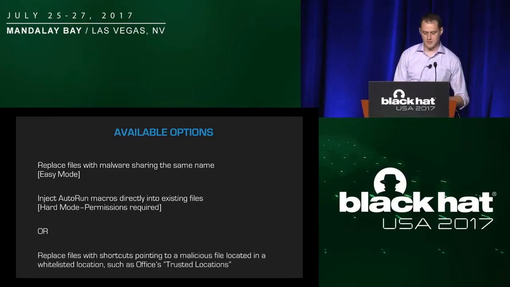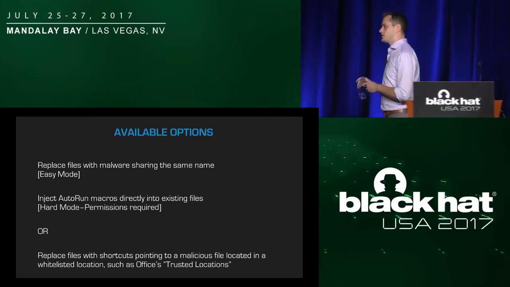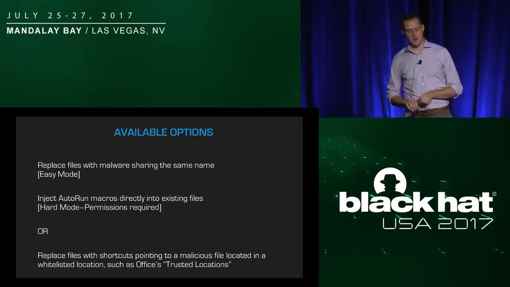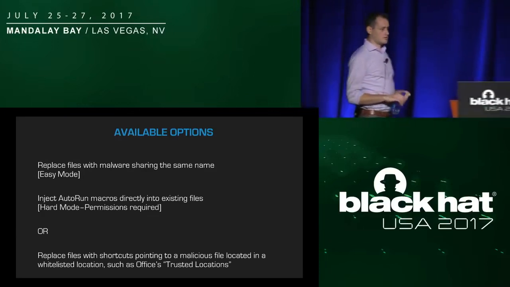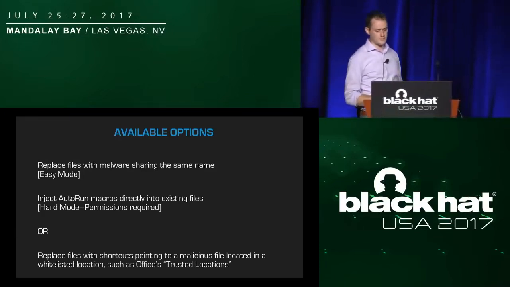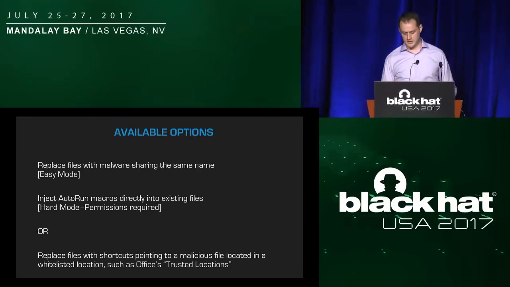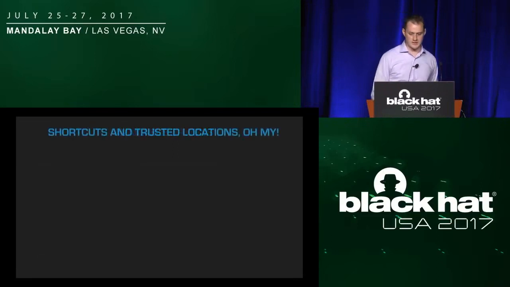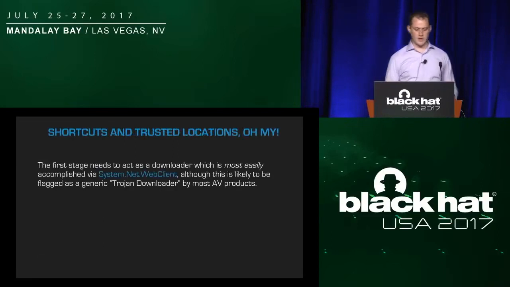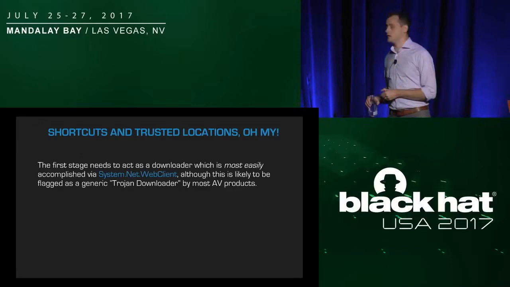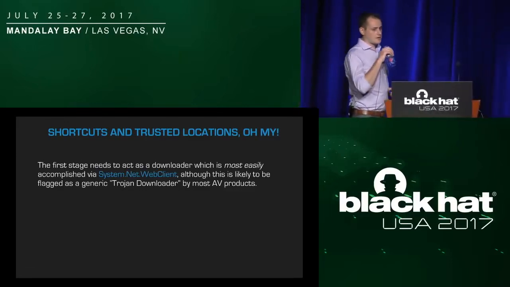Or my personal favorite at the moment, replacing those files with shortcuts that then point to a malicious second stage in a whitelisted location, such as Office's trusted locations, which override a lot of the generic protections, such as macro protections, for your files. So instead of getting that enable content pop up, it just automatically detonates once it's launched. And this is surprisingly easy to do. As you can assume, since you're not distributing malicious payloads in your first stage, you do have to have some way of downloading that malicious second stage to the endpoint.